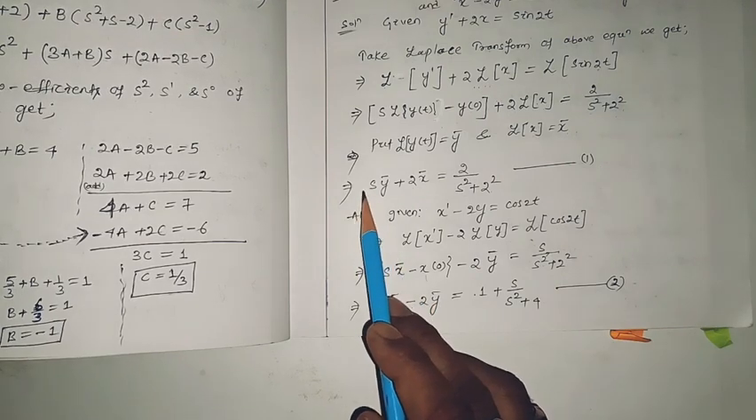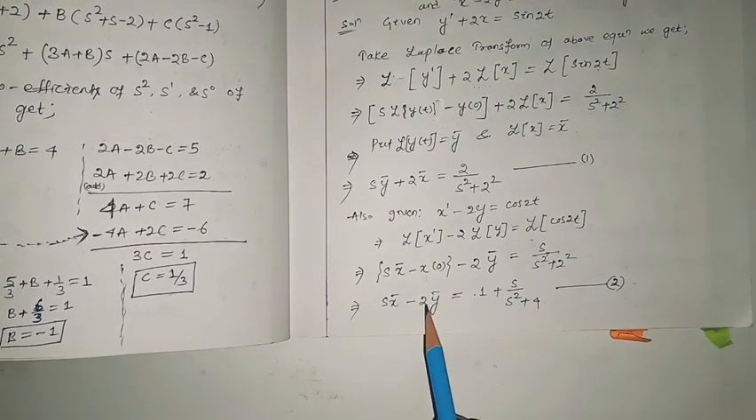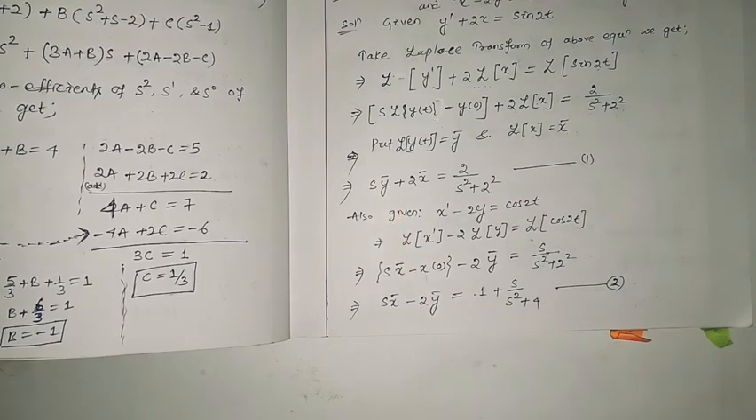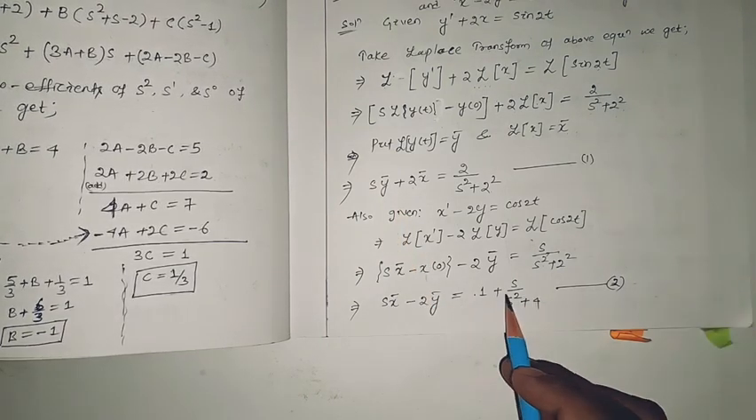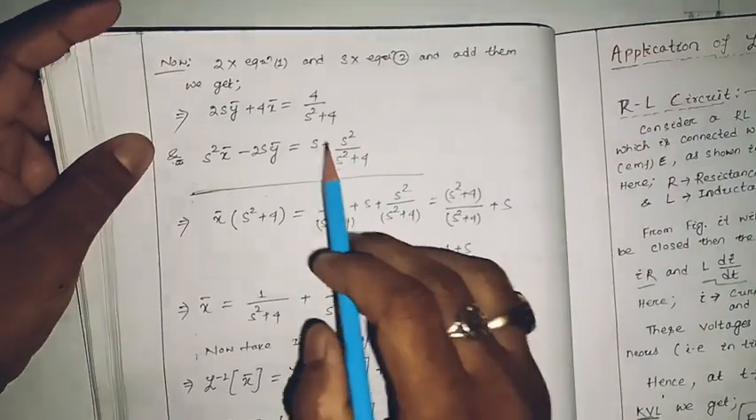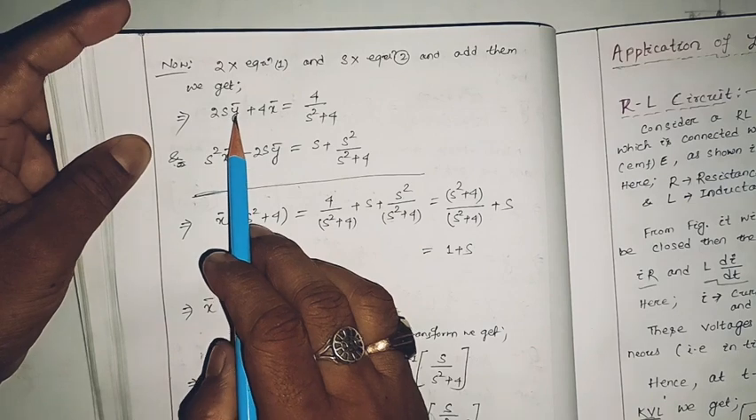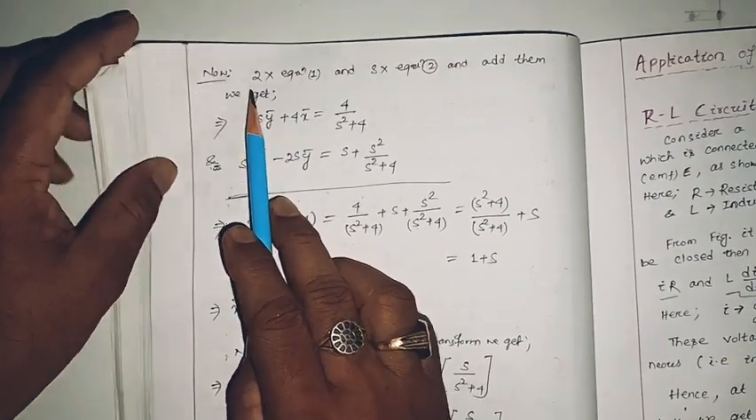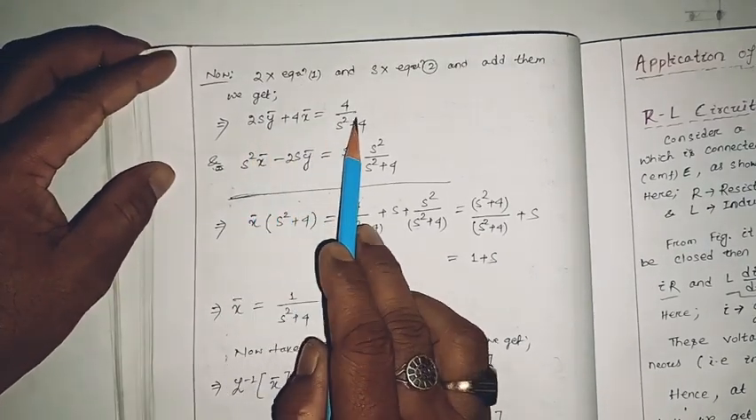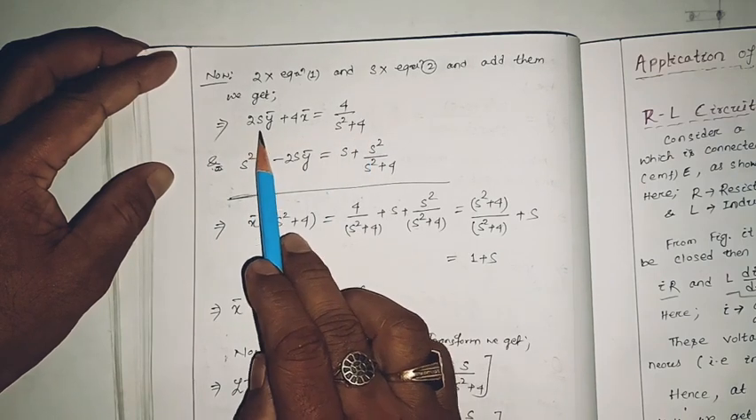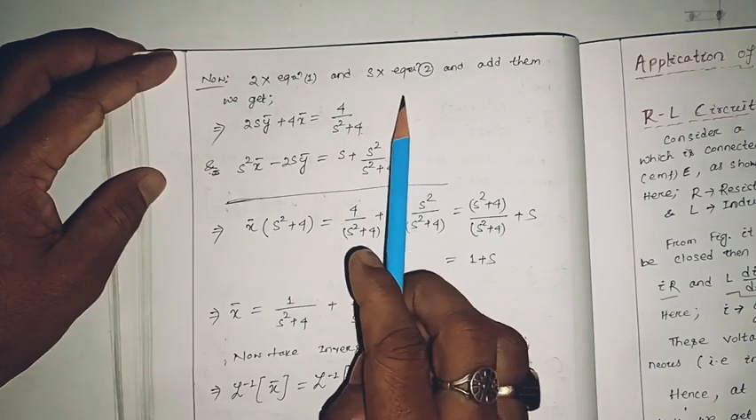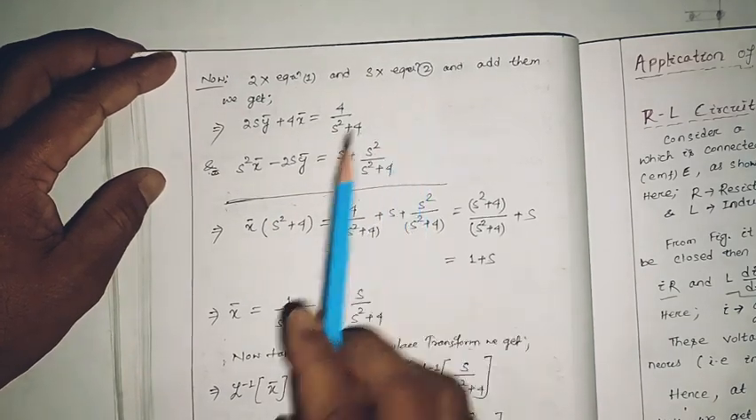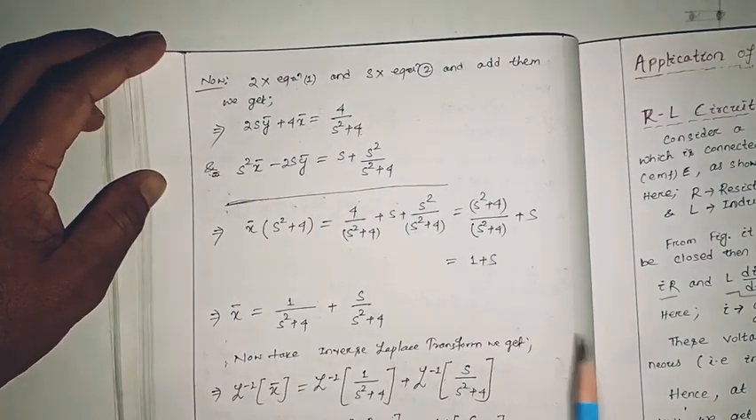See, when 2 is multiplied, this will be 2s y bar, when s is multiplied, minus 2s y bar, so these two terms will be cancelled out. Then 2 multiplied with this one, this will be 2 plus 2s by s square plus 4, and then we are going to add. So when we multiply 2 with equation number 1, we get 2s y bar plus 4x bar equal to 4 by s square plus 4, and s multiplied with equation number 2, we found this one.